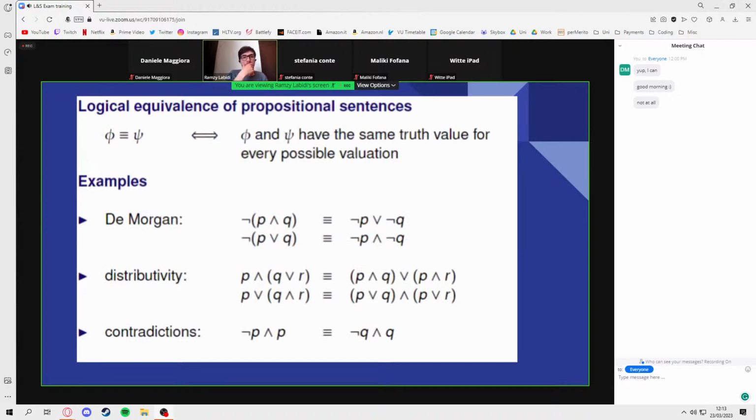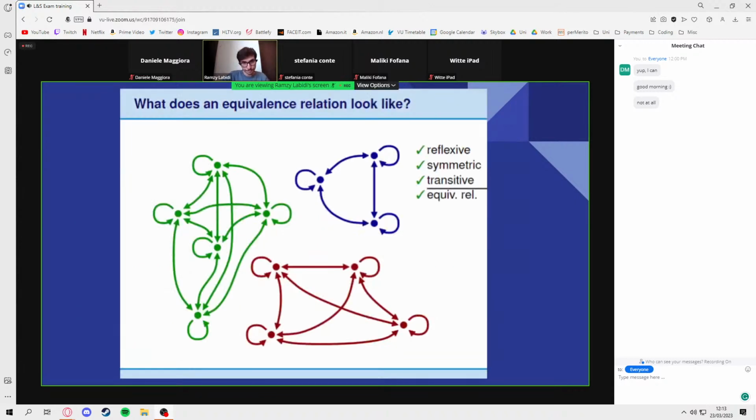Well, more examples will include De Morgan's law. For example, the negation of P and Q is equivalent to not P or not Q. It's the same the other way around. Or distributivity, or contradictions, these are good examples. You would say these are logically equivalent. And how does it look on a map? When you draw them, this is how the equivalence relation looks: reflexive, symmetric, transitive, and therefore equivalent.